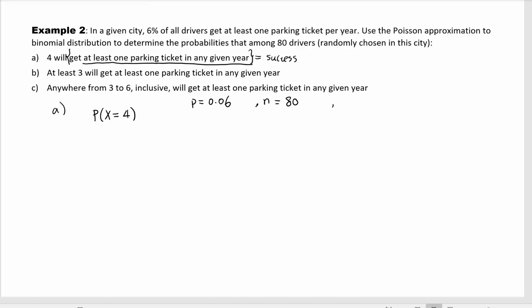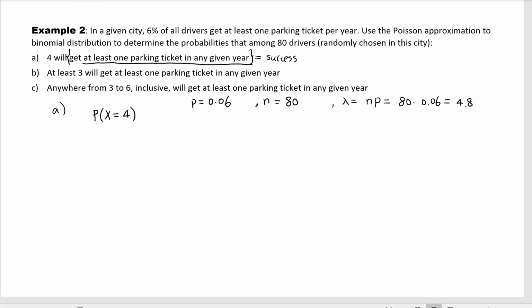Okay. In order to use Poisson distribution, we have to compute lambda. Lambda is n times p. n is 80, p is 0.06. And do you know what that is? Well, that is 4.8. Right? So lambda is 4.8. You can see in this problem, n is large and p is small. That's why we can use Poisson distribution to approximate the binomial distribution.